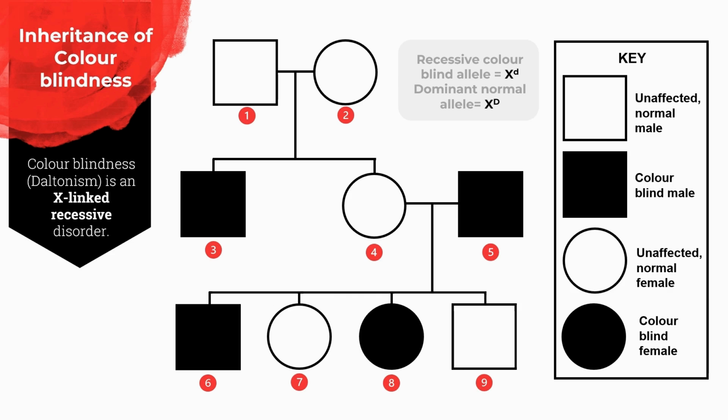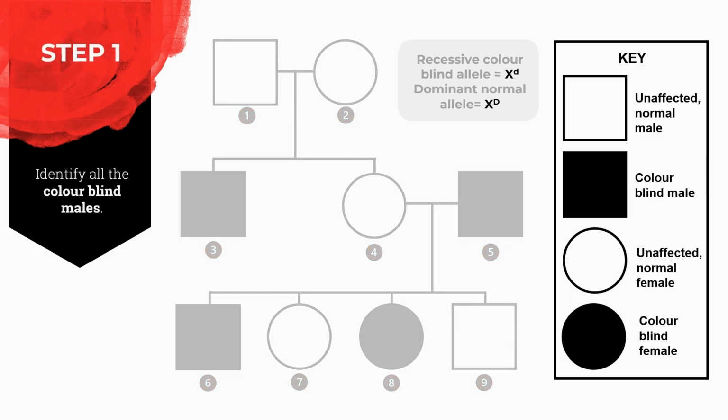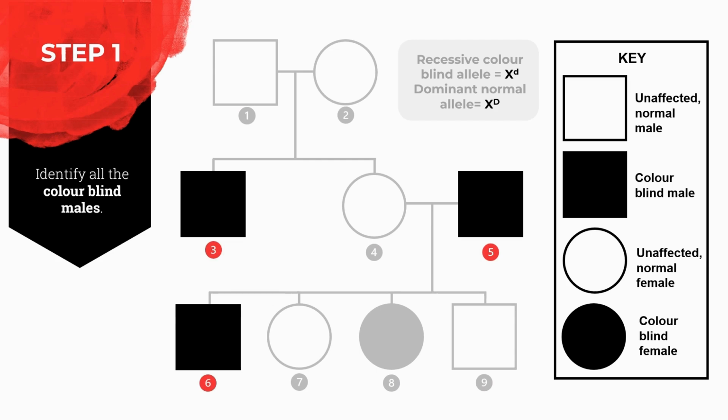Remember that we number or name the individuals in a pedigree diagram to make it easier to refer to them later. The key shows us that unaffected males and females are indicated by unshaded squares and circles. Affected colorblind males and females are indicated by shaded squares and circles. The first step is to identify all the colorblind males. This includes males 3, 5, and 6.